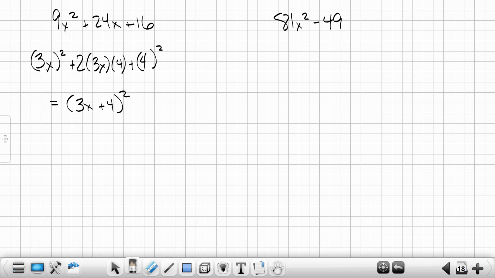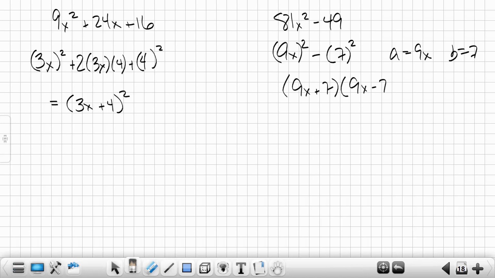Gabrielle. This one could be which one? Difference of two squares. That square kind of gives it away. Is 81 a square number? Yeah, 9x. Is 49 a square number? 7. So A is 9x, B is 7. So this is going to turn into, there we go.